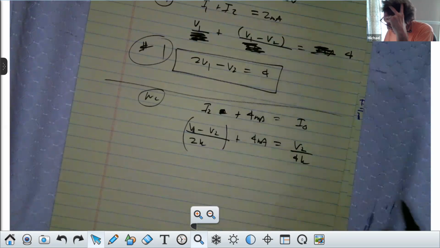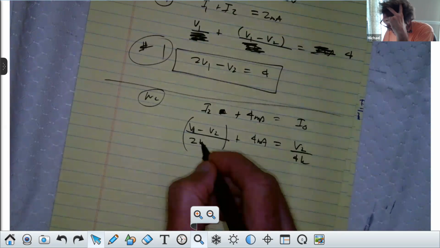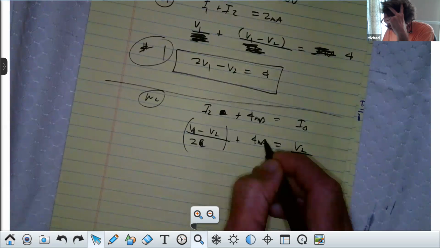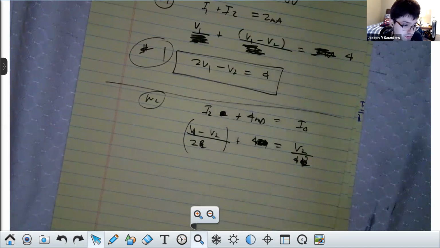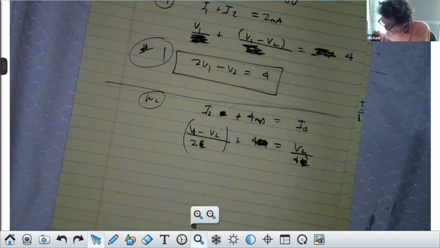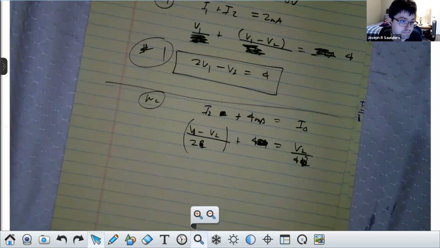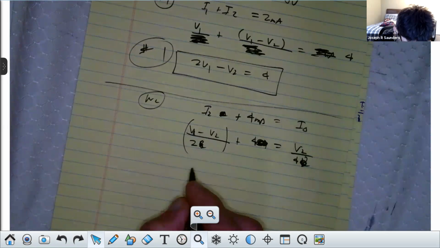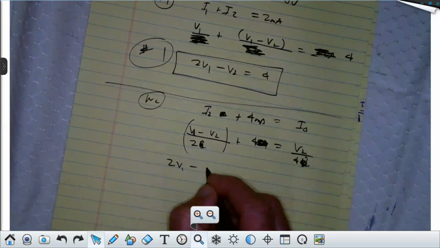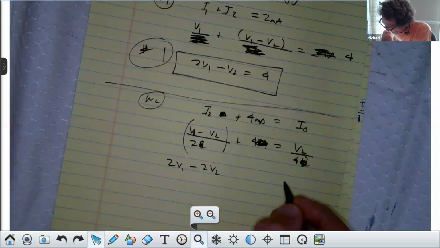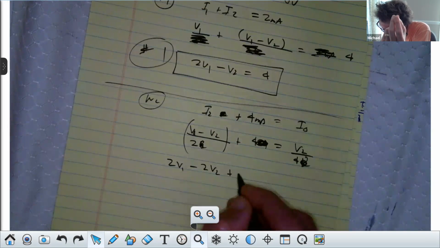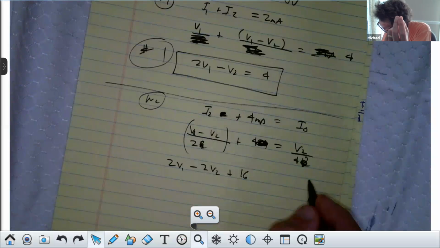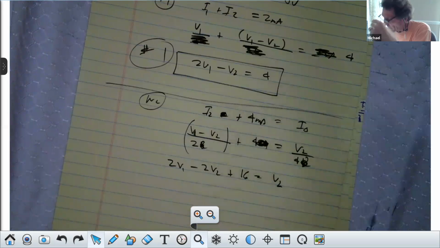If you like, we can multiply by 1,000 first, both sides, so we get rid of the K and get rid of milli, correct, class? And then I could multiply by 4, can't I? That means there's going to be a 2 up here, so it'd be 2V1 minus 2V2. Now remember, I multiplied by 4, so it's plus 16, is equal to V2. Do you all agree with that?